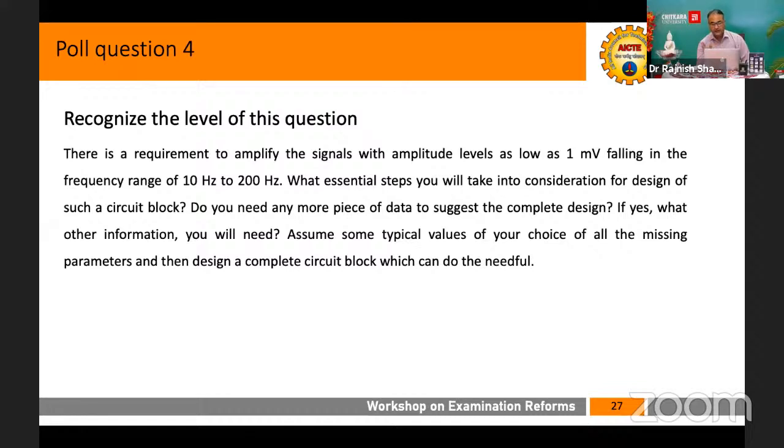But then simultaneously, the last part of the question says, think of all the missing components and simultaneously design a complete circuit block. Now, when it says design a complete circuit block, it is definitely create. Without thinking through the whole design process, he will not be able to do this. And once this is required to be done, then it is definitely aligning with the create level of Bloom's taxonomy.